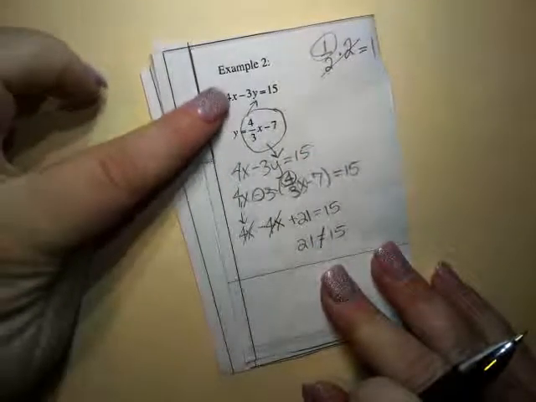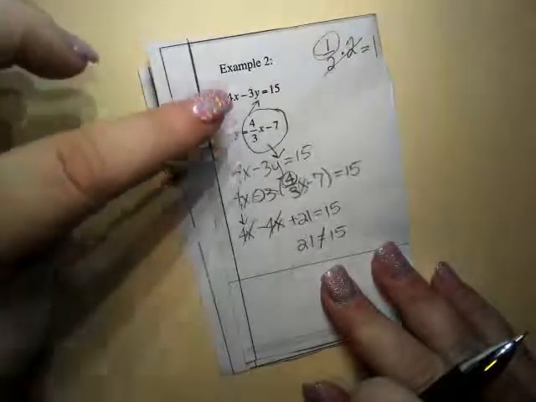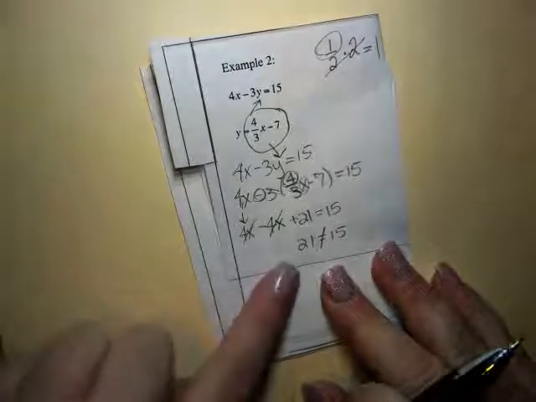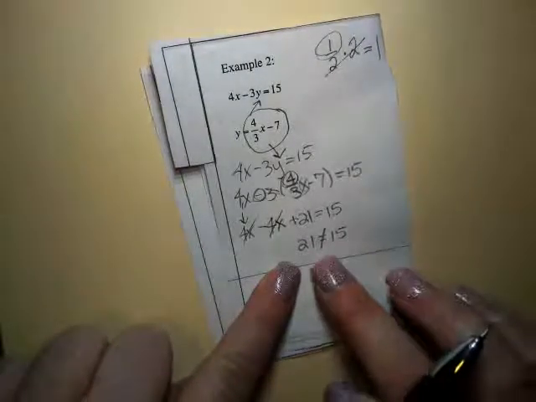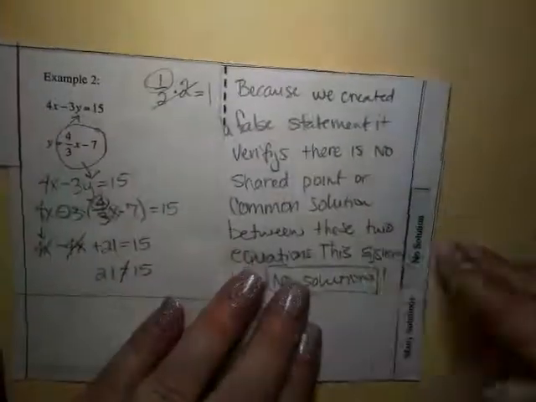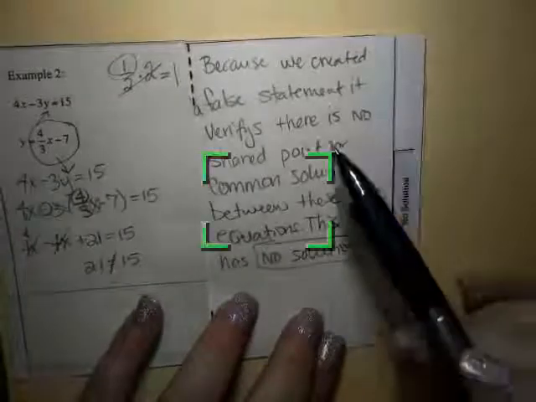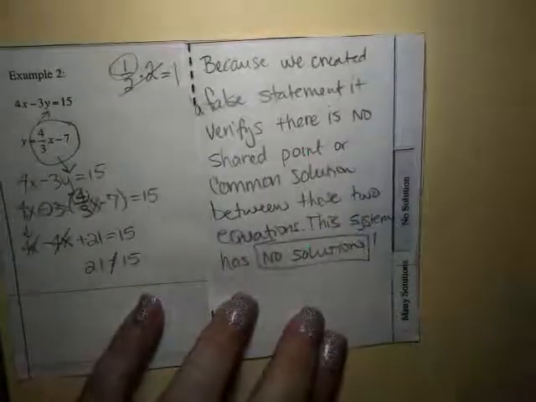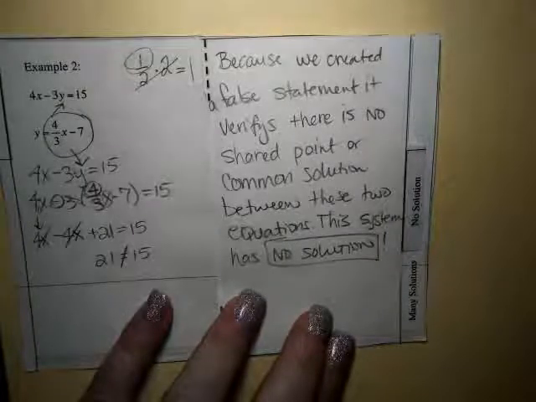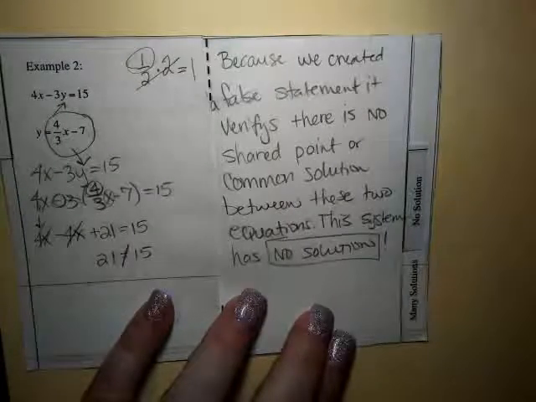These two lines are parallel. They don't share a point. They never intersect. So I'm not actually expecting them to intersect, but what that does is it creates a false statement. It creates a statement that we know can't be true. So in effect, because we created a false statement, it verifies that there is no shared point or common solution between these two equations. This system has no solution.